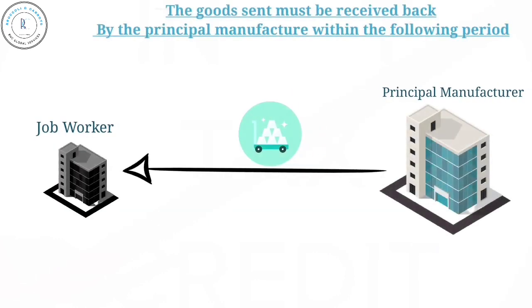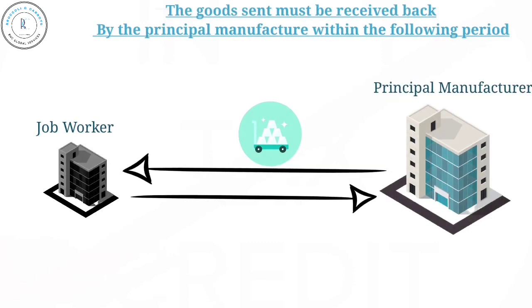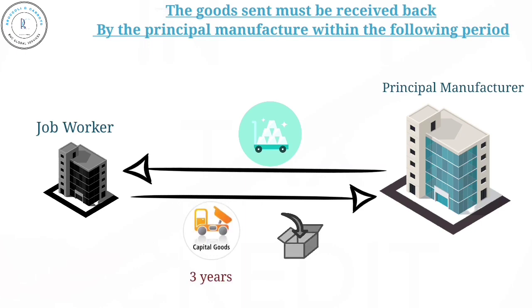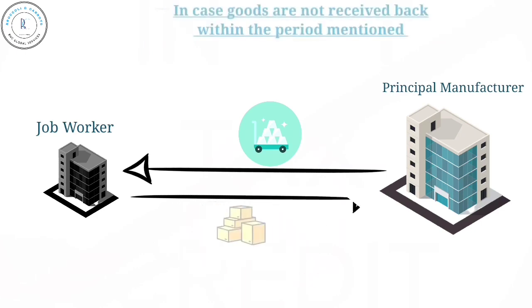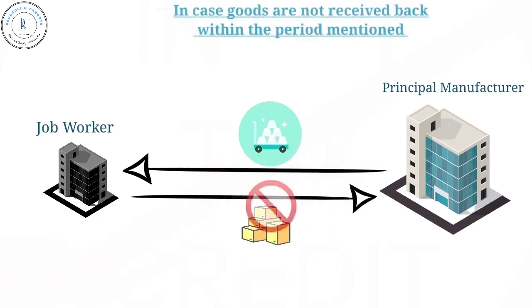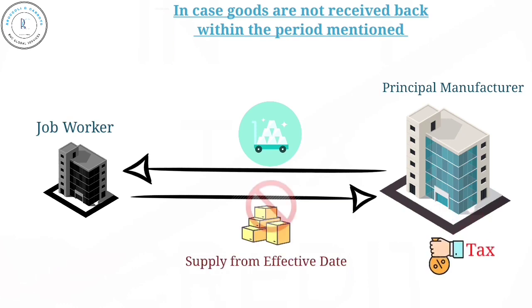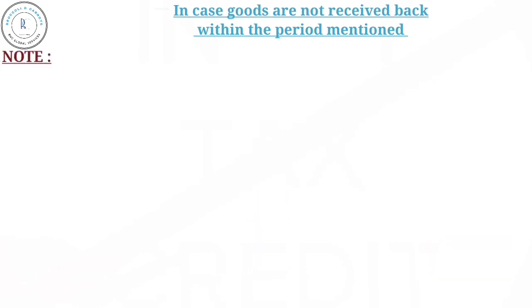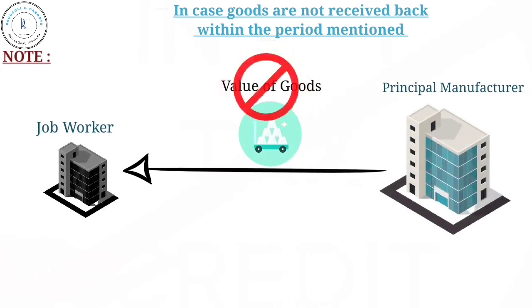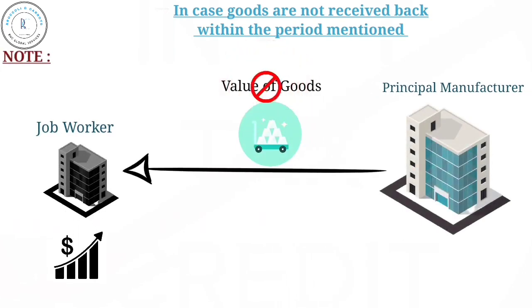The goods sent must be received back by the principal manufacturer within the following period. Capital goods: 3 years. Input goods: 1 year. In case goods are not received back within the period mentioned, such goods will be treated as supply from the effective date and tax will be payable by the principal. Note: value of goods sent by the principal will not be included in the aggregate turnover of the registered job worker.